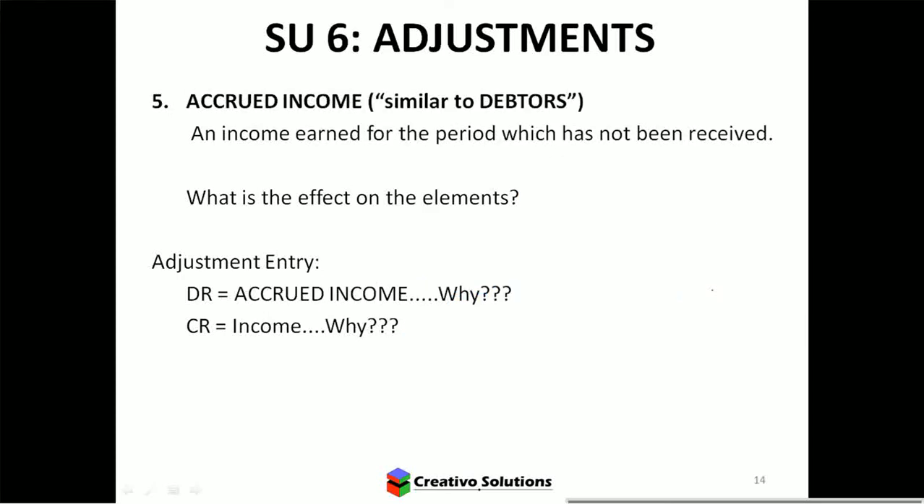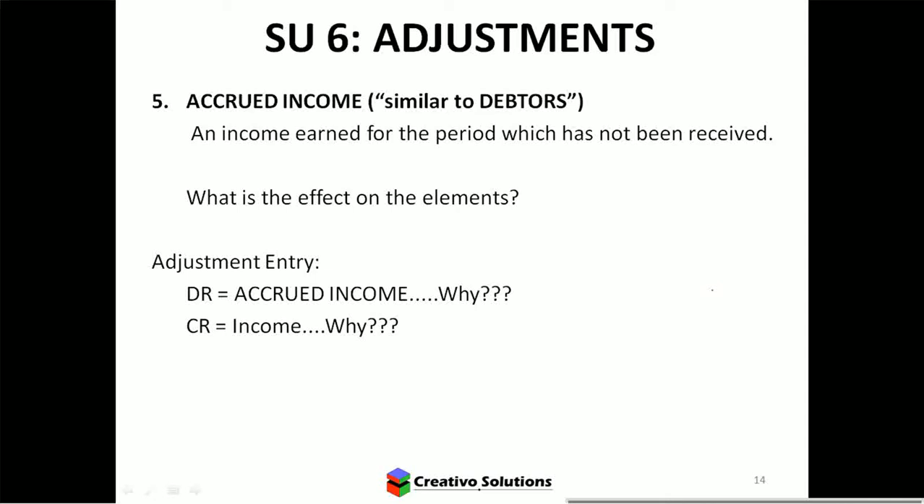Great. Right, next one. Accrued income. Similar to debtors. Describe a debtor to me. What is it? Somebody who owes us money. That's correct. An asset. Good. So a customer that owes us money, which would be an asset. Yes, it would be an asset. So you're creating an asset. Do you agree? Yes.